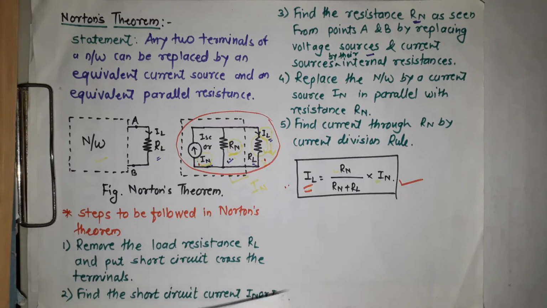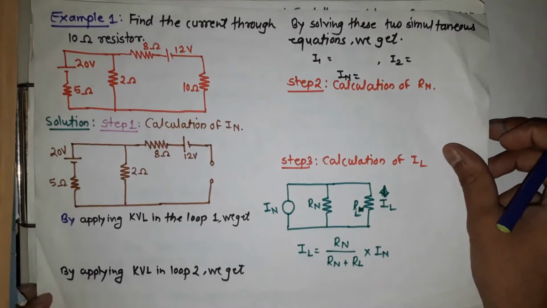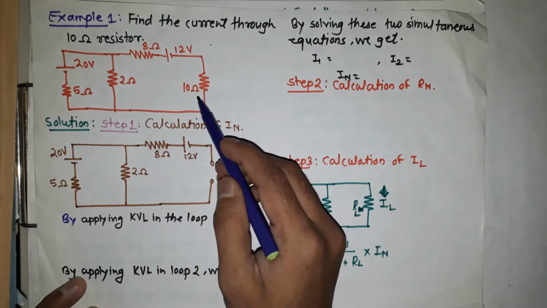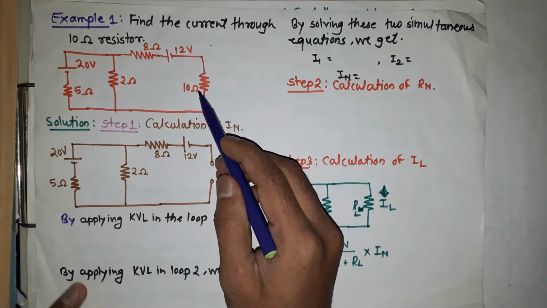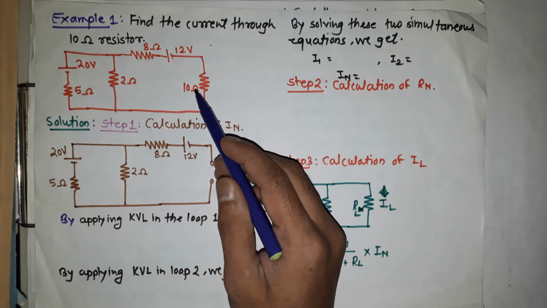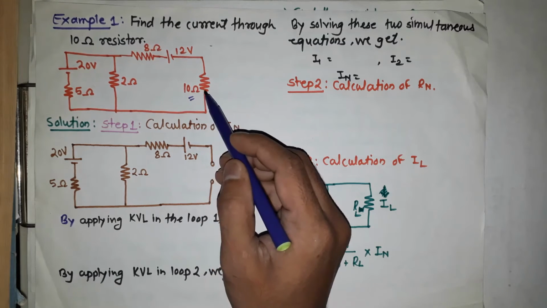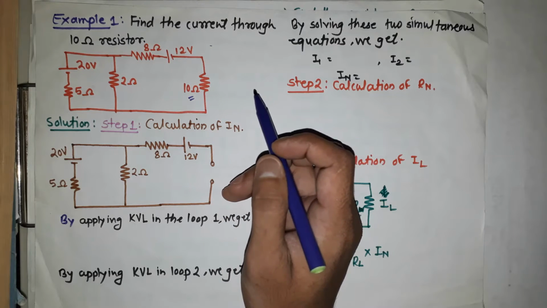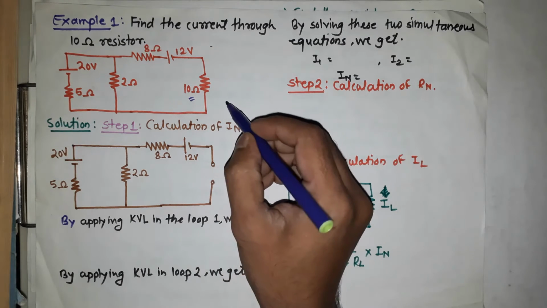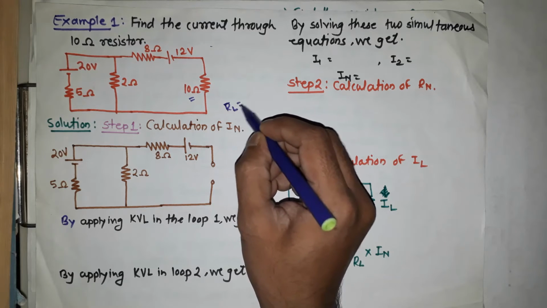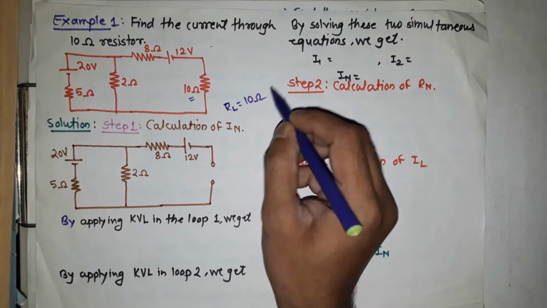So we are considering the first example for Norton's theorem. Find the current through a 10 ohm resistance. When the question is for finding the current through a resistance, that resistance will be the load resistance. So this 10 ohm is the load resistance, and we consider RL equal to 10 ohm.